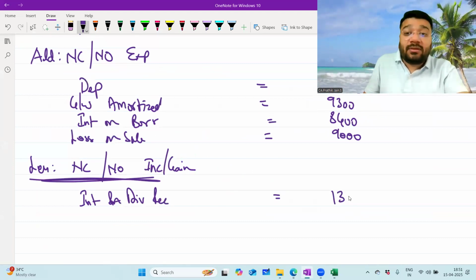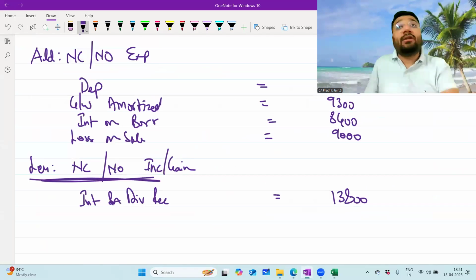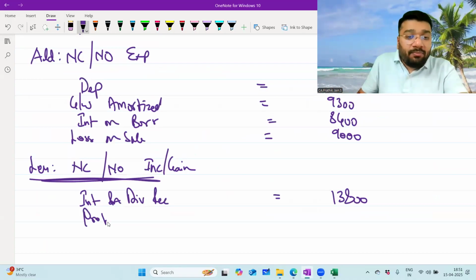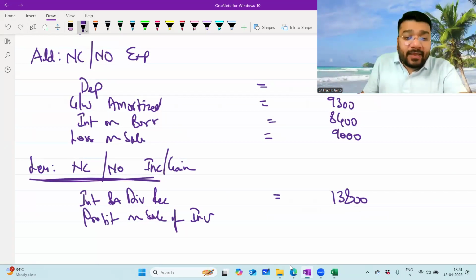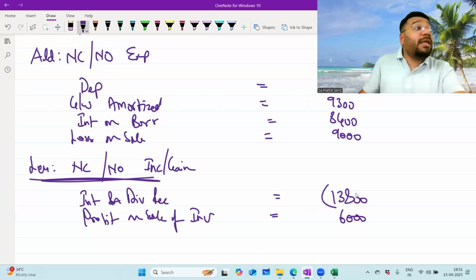13,800. Okay. Profit on sale of asset is already included in the other income. To cancel it, we have to minus. So less profit on sale of investment. How much? 6,000. And now always remember to put the less items in the bracket so that when totaling you don't make mistakes.